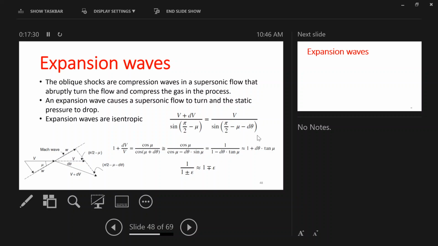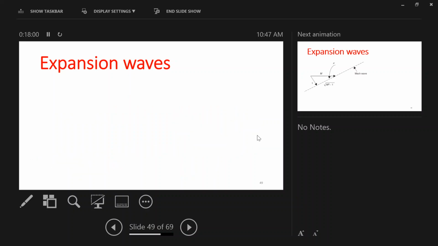Okay? So we can remove the ones, right? And we can simply say that the change in V versus the original velocity coming in is going to be equal to the change in the angle of the streamline, the turning angle of the streamline, multiplied by the tangent of the Mach angle. Are there any questions so far? No? Okay.